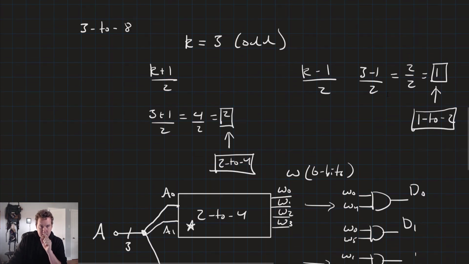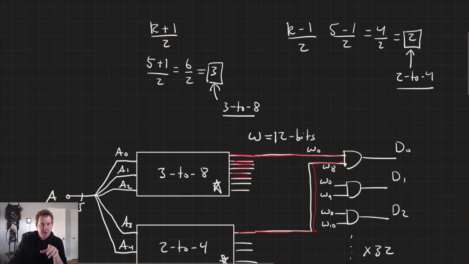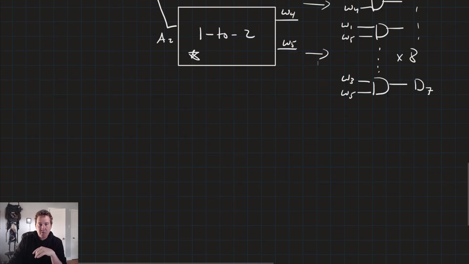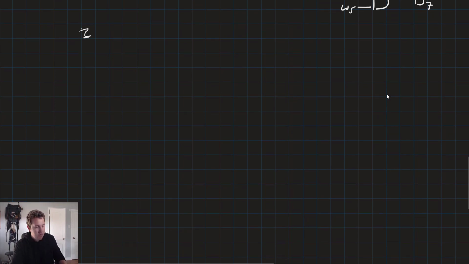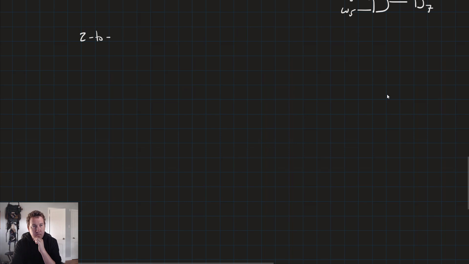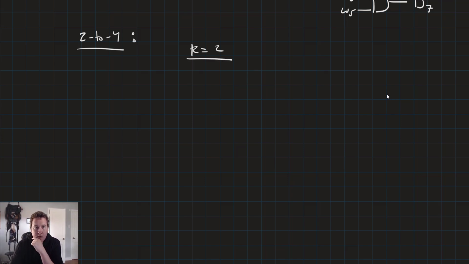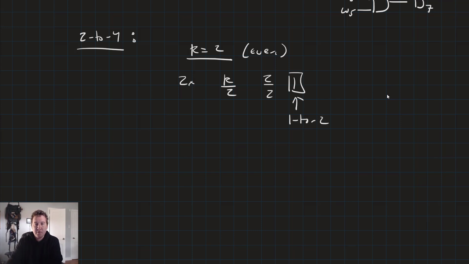So let's see. Now we need to go ahead and do our 2 to 4 because all of these designs require a 2 to 4, and then we'll make a 1 to 4. So now let's do the 2 to 4. In this case, k is equal to 2, and that's even. So we'll just have 2 times k over 2. So that's 2 over 2. That's 1. So this design is going to have 2 1 to 2 decoders.